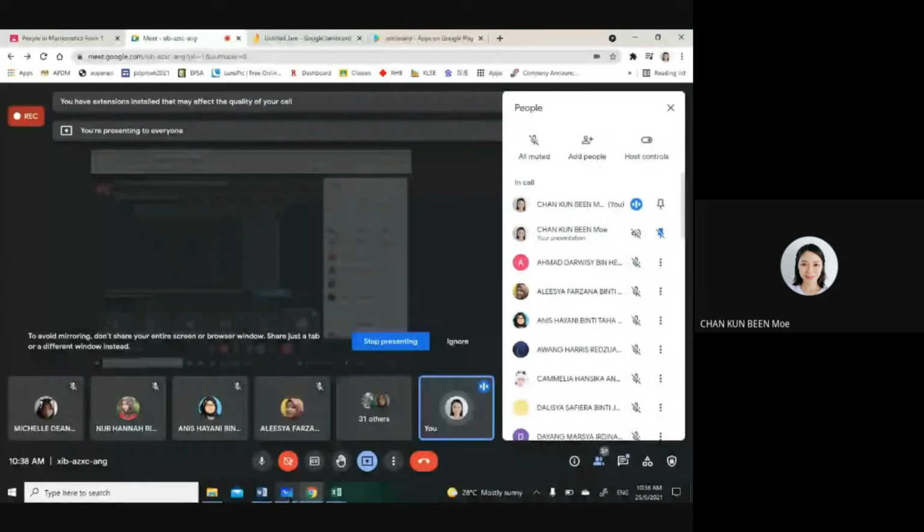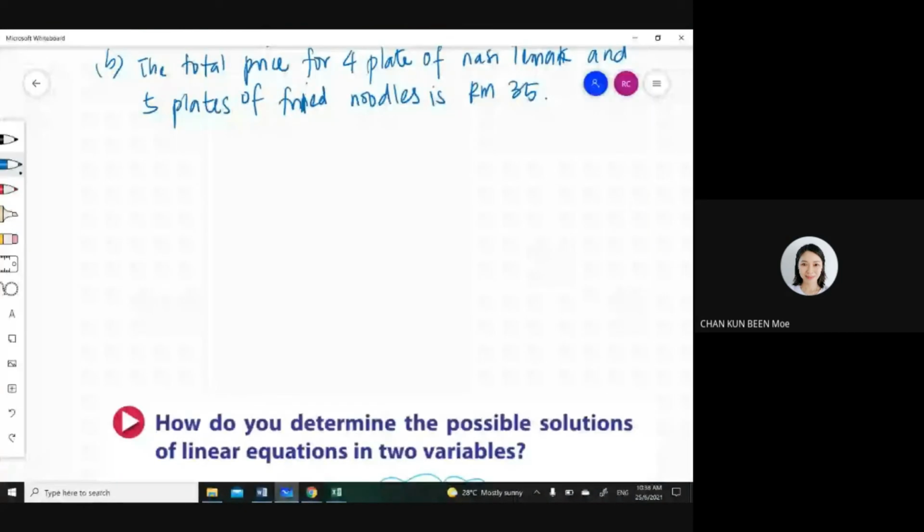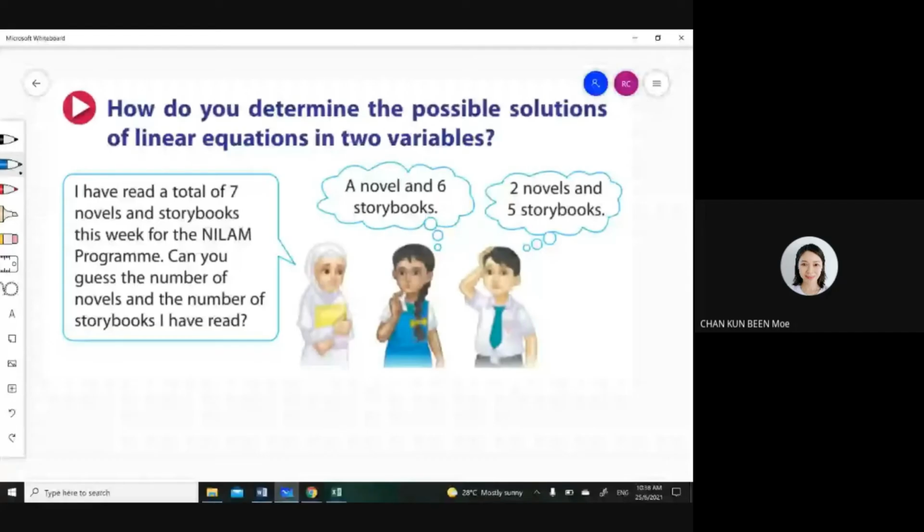So I move on to question number 9. But before that, look at this. How do you determine the possible solutions of a linear equation in two variables? I think this one will be the last part of our lesson. I'm not going to move on to the graph, because I need to save your data. We are going to continue with the drawing of the graph in the next lesson. Okay, let's look at the conversation over here. Before that, we need to determine the possible solutions of a linear equation in two variables.